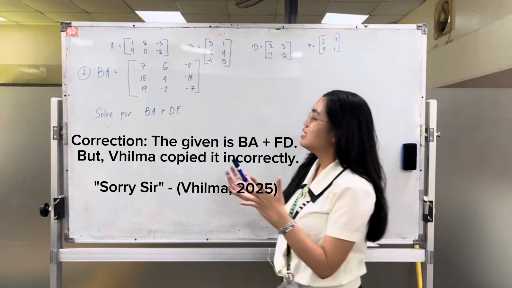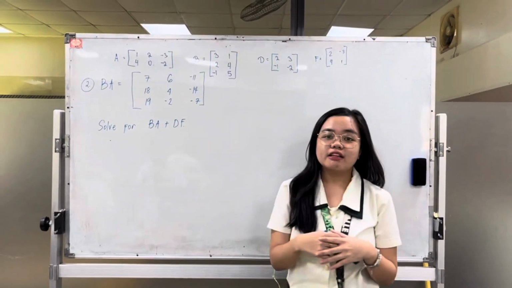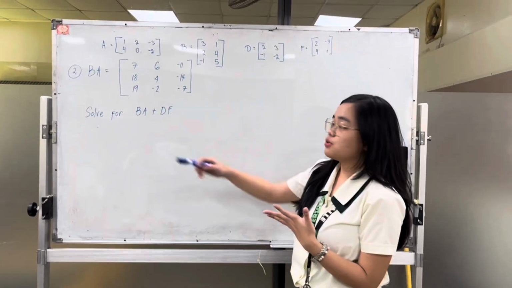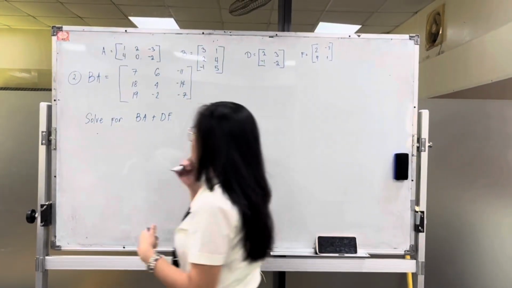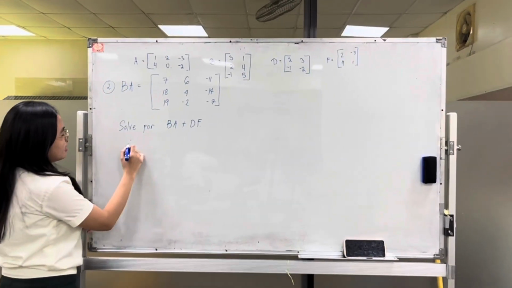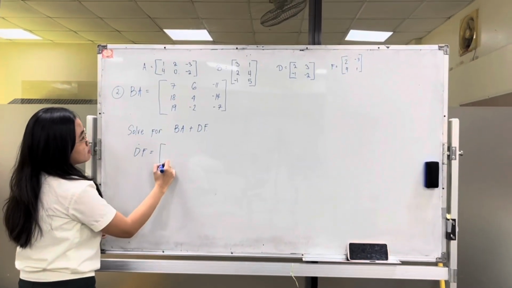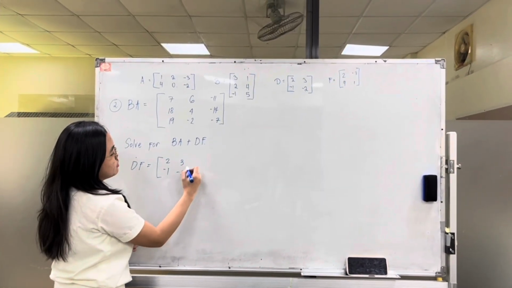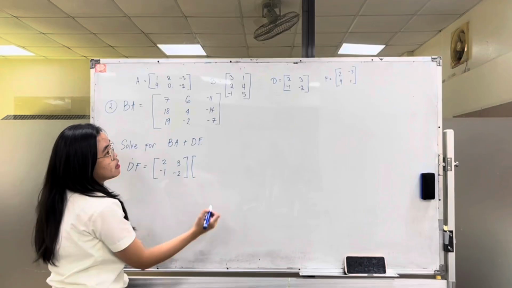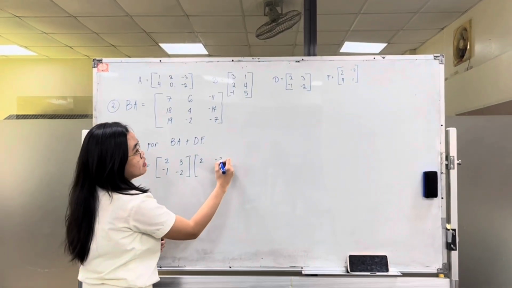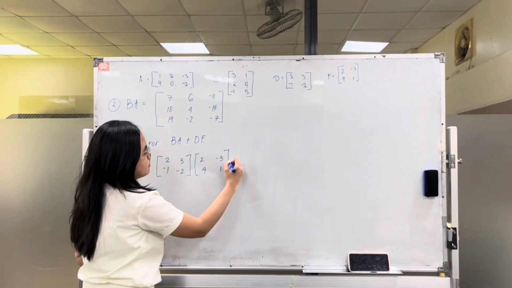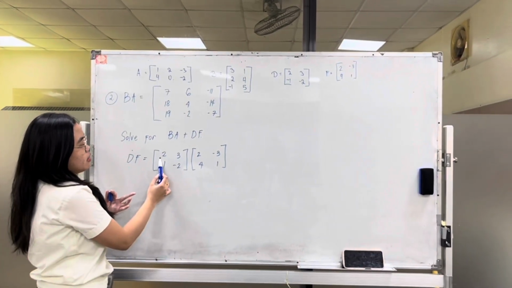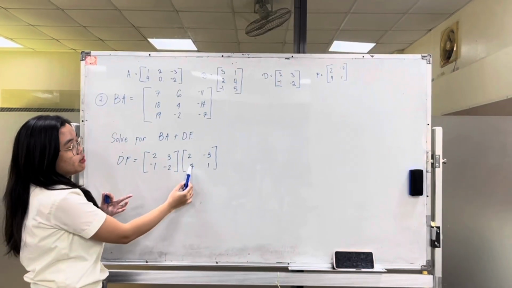Okay, so now let's proceed and let's solve for BA plus EF. Thankfully, Eunice already solved for BA in number 2, so it's easier for me. So let's proceed to solving for EF. So let's copy it. Okay. EF is equal to copy E, 2, negative 1, 3, negative 3 times F, which is 2, negative 3, 4, 1. Now let's do the diving method. So basically diving method is this part here, you multiply it with this part here.